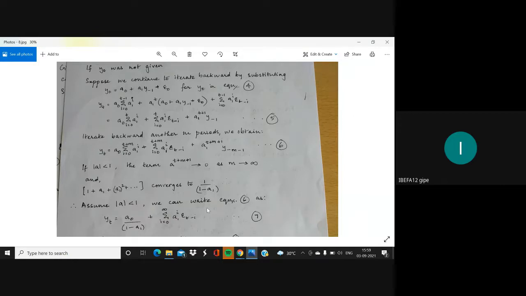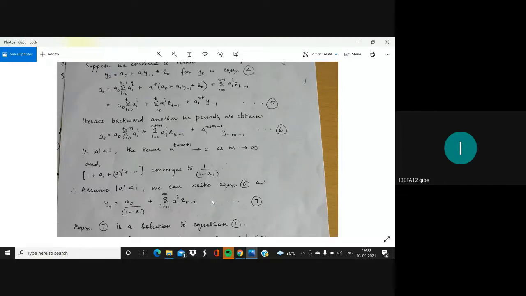Now, in order to find our solution, we assume that the absolute value of a is less than 1, so we can write this equation as this. Also, we are assuming that t tends to infinity, or we are taking a very high number of lags. So yt will be equal to this term, which is what this infinite series converges to, plus this summation of the error terms. So far, are you all with me? Are you all following? Have you all understood?